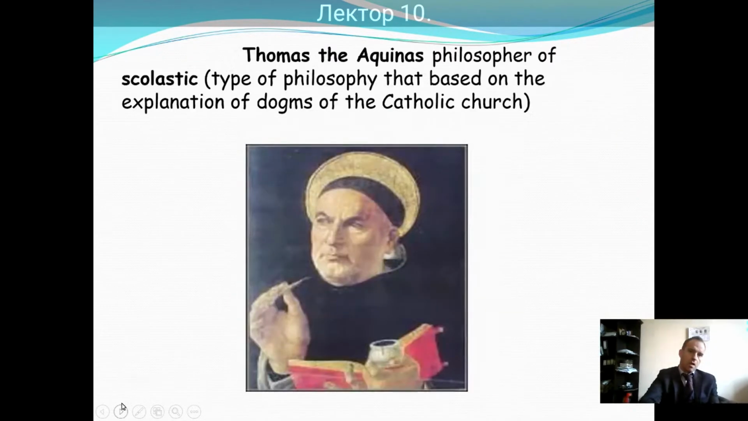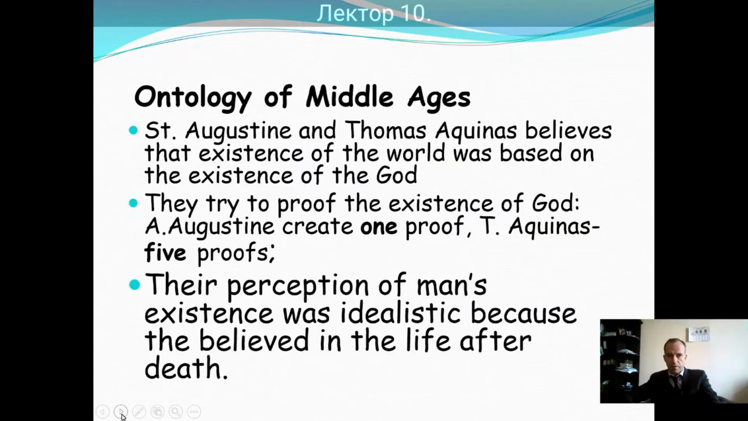Okay. The second philosopher of the Middle Ages, Thomas Aquinas, was a philosopher of scholastic. This is a type of philosophy that is based on the explanation of the dogmas of the Catholic Church. What you need to know about the ontological views of these philosophers: Saint Augustine and Thomas Aquinas believed that the existence of the world was based on the existence of God. Also, they tried to prove the existence of God. Aurelius Augustine created one proof, and Thomas Aquinas five proofs. Their perception of man's existence was idealistic because they believed in life after death.